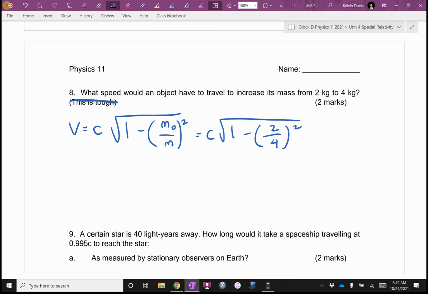So one answer I would take is either 0.866c or 86.6% of c. I kind of have accidentally memorized this one. I noticed this is doubling the mass. If you want to double the mass or double the time or cut the length in half, I know it's 86.6% of the speed of light. I just memorized that one because it shows up in questions quite often.